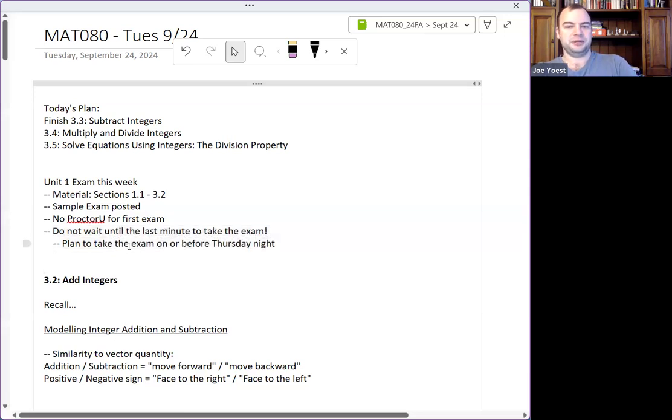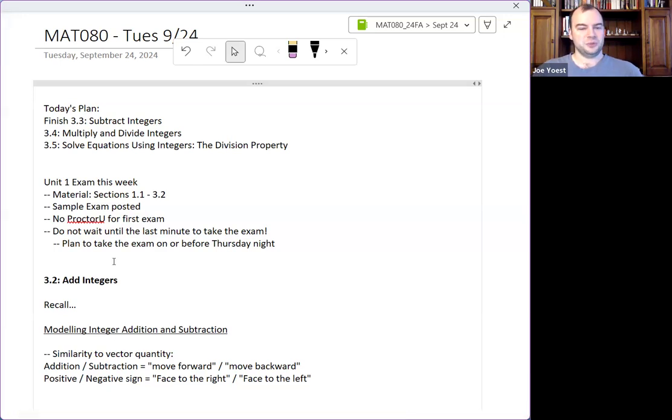My recommendation would be to plan to take it on or before Thursday night. That way, if anything were to go wrong, you have a full business day buffer as well as the weekend to get anything worked out. There are no extensions on the due date for the exam, so make sure that you give yourself enough of a buffer that if something happens, a power outage or a personal issue comes up or something, you have some time to work that out.